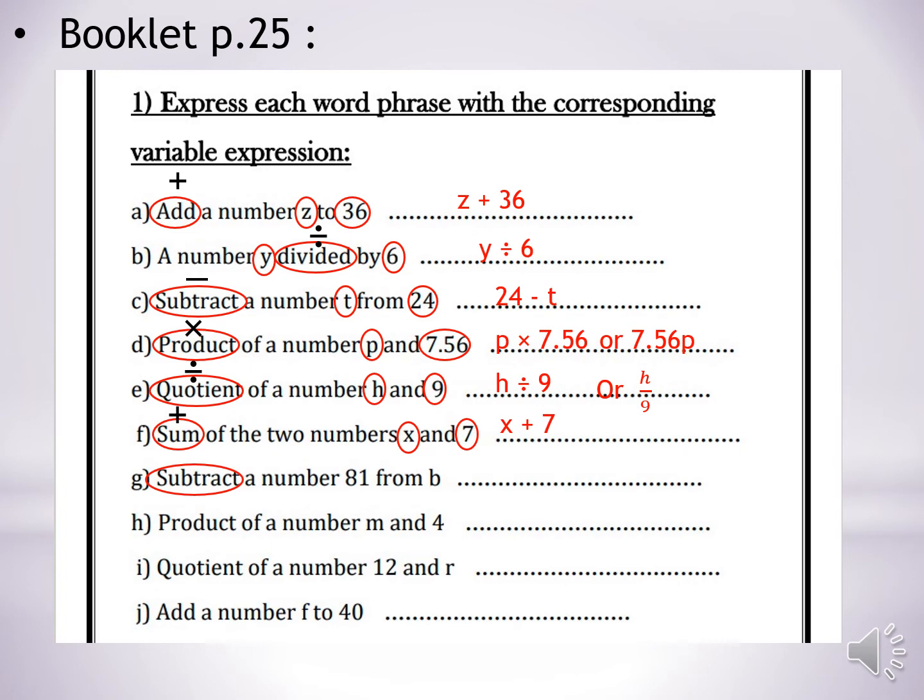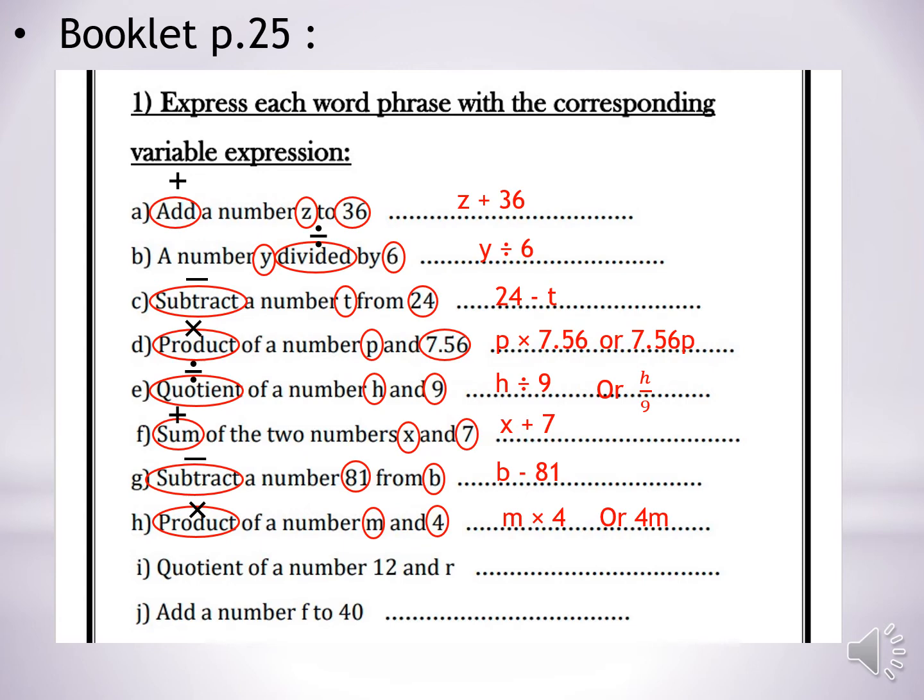G, subtract number 81 from B. Subtract, this is the keyword for minus. 81, this is my number. B, this is my symbol. I have to put the number after from first. So it will be B minus 81. Letter H, product of a number m and 4. Product, this is the keyword for multiply. M, this is my symbol, and 4, this is my number. So I can write it m times 4 or 4m.